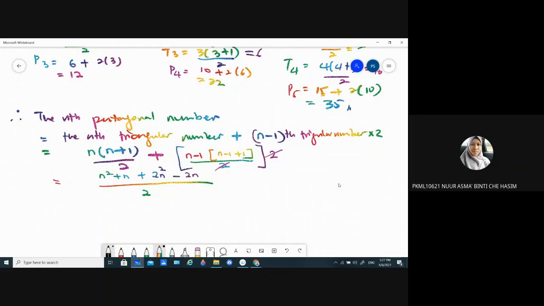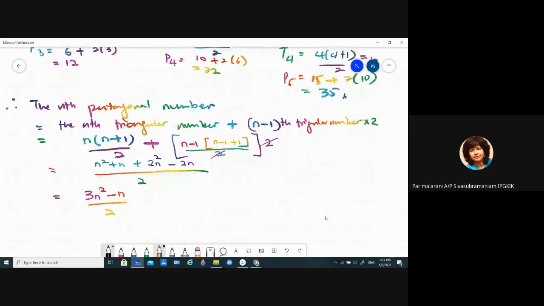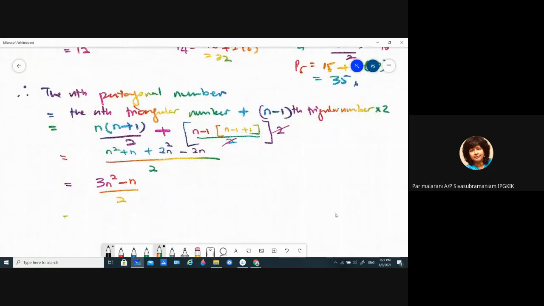Yes. Okay, I've missed a few steps here, okay? So if you do it step by step, you will find that it's correct. So simplify this, what do I get? n squared plus 2n squared is 3n squared, n minus 2n is minus n, over 2. Simplify it some more. We can factorize it, take out the n. So we have n into 3n minus 1 over 2. This is the formula that we got just now also. So this is how we got our nth pentagonal number.